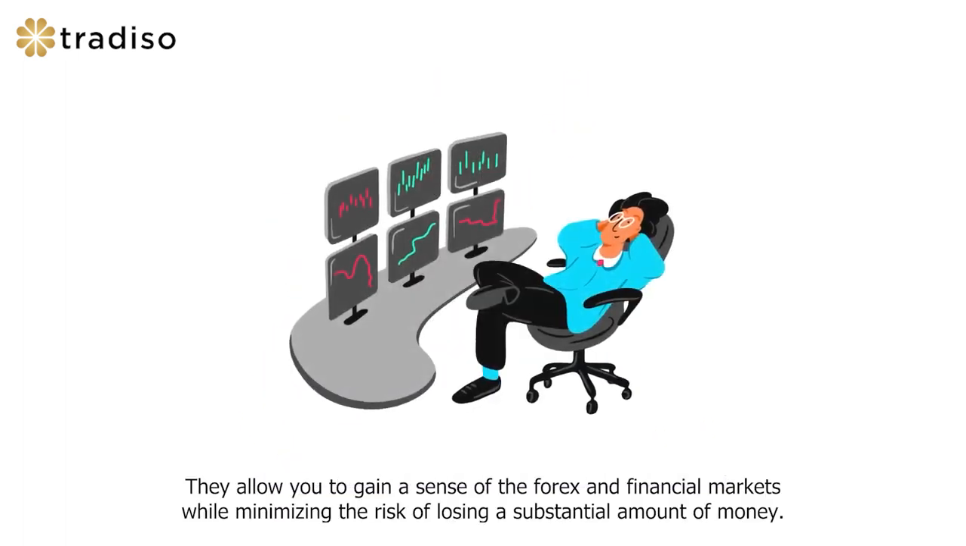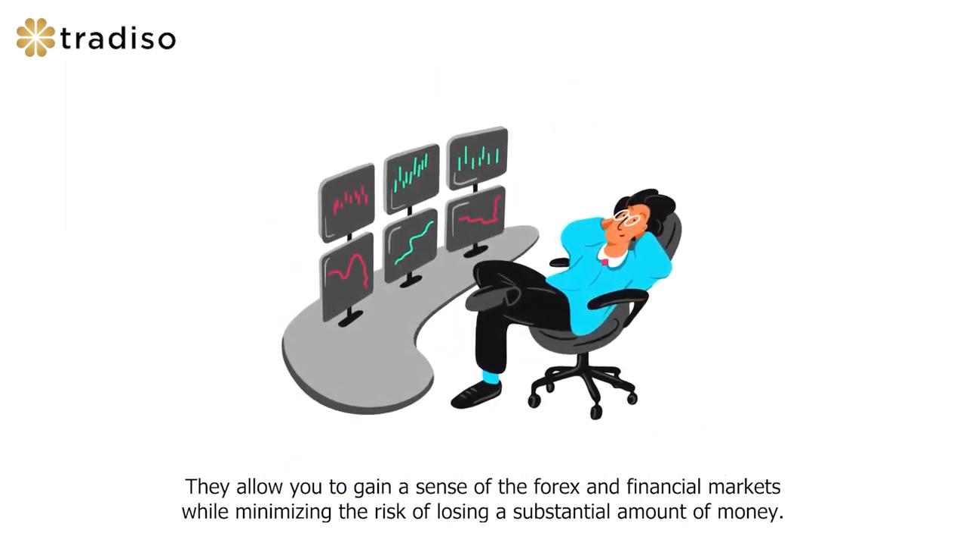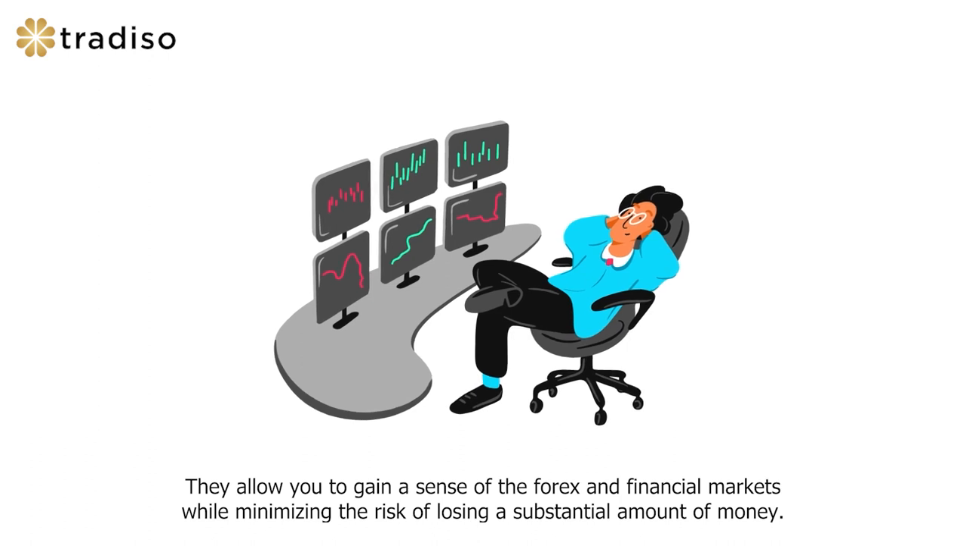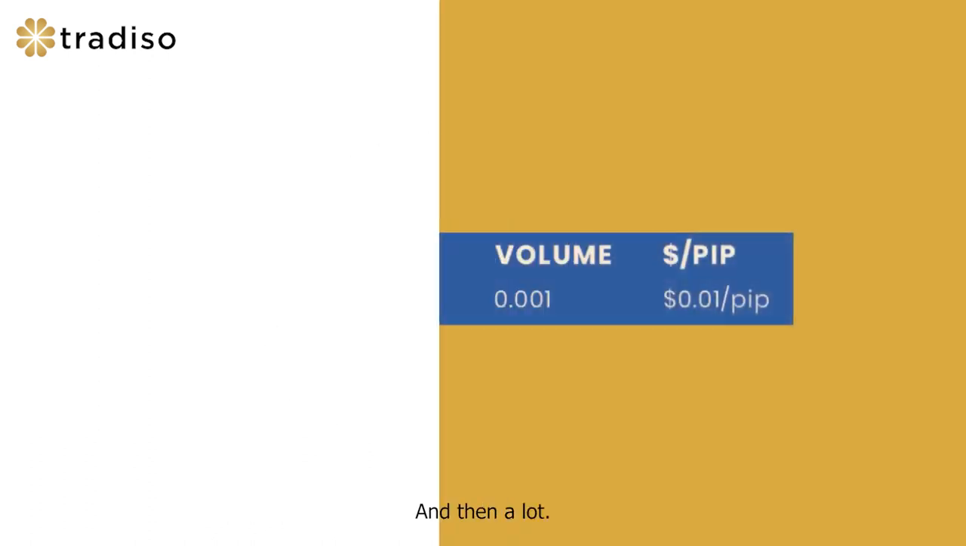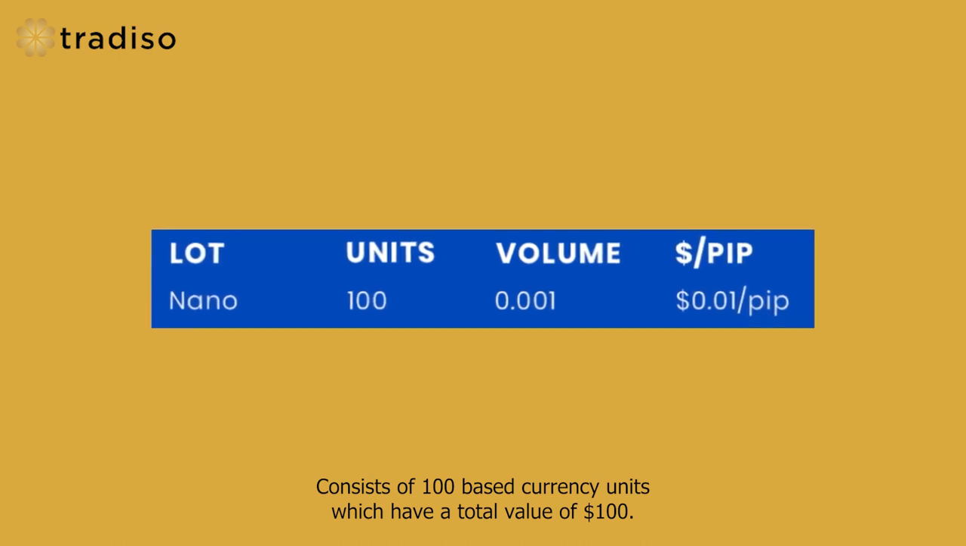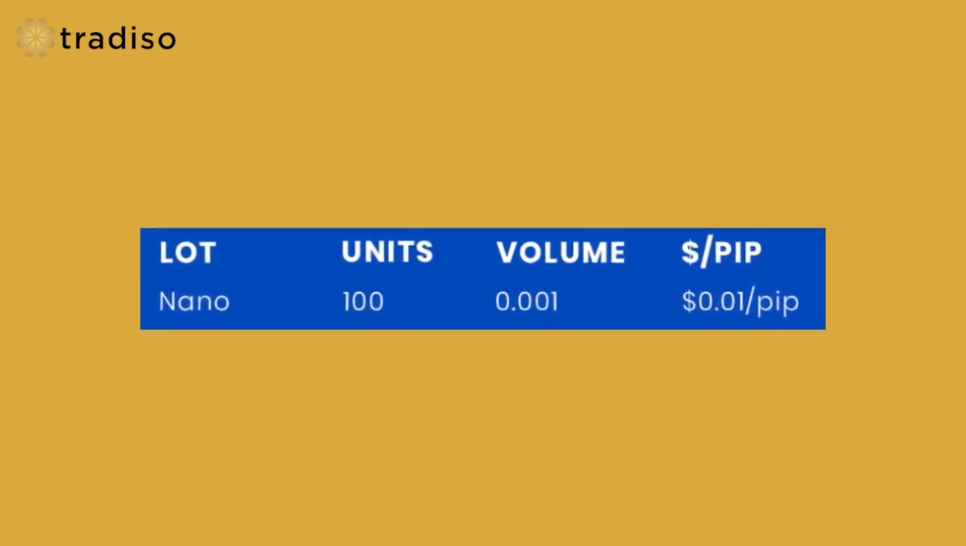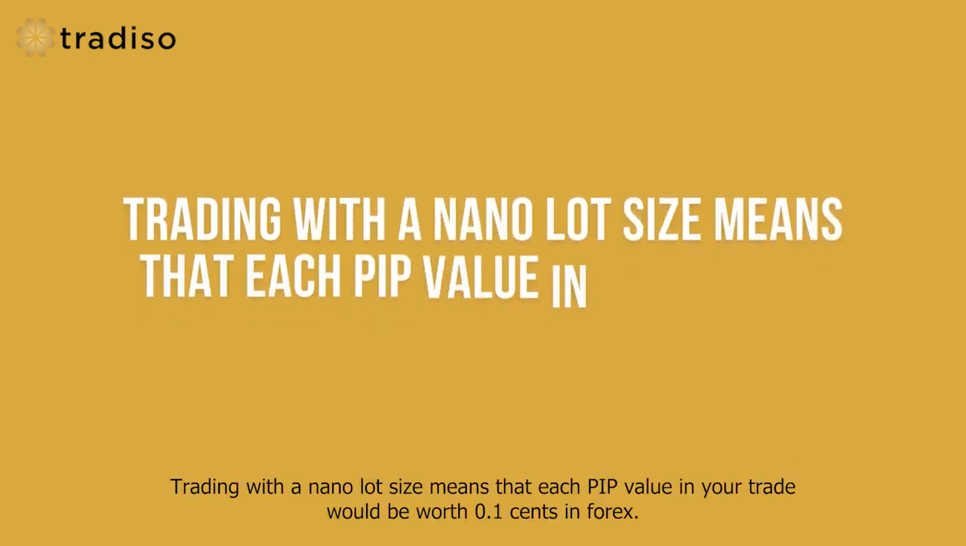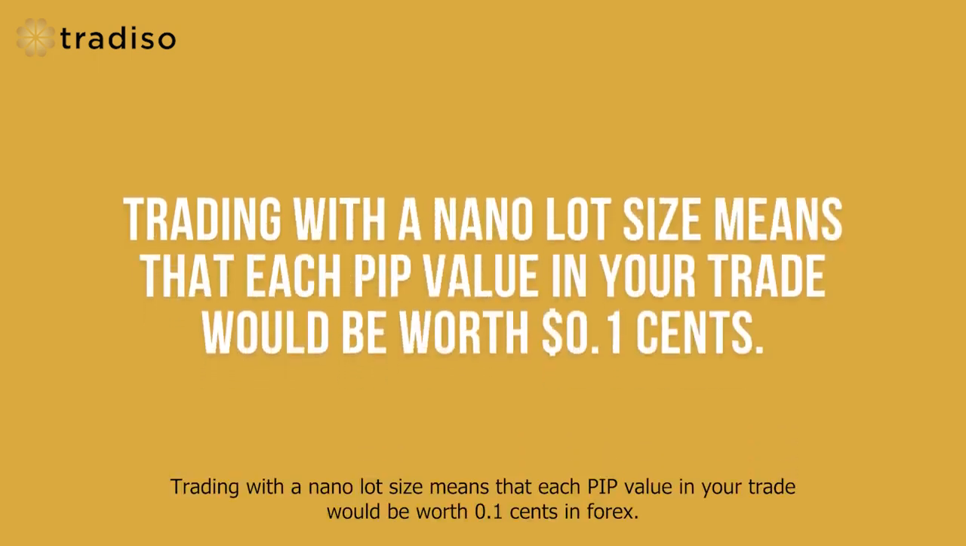They allow you to gain a sense of the Forex and financial markets, while minimizing the risk of losing a substantial amount of money. A nano lot consists of 100 base currency units, which have a total value of $100 in the case of our US dollar trading example. Trading with a nano lot size means that each pip value in your trade would be worth 0.1 cents.